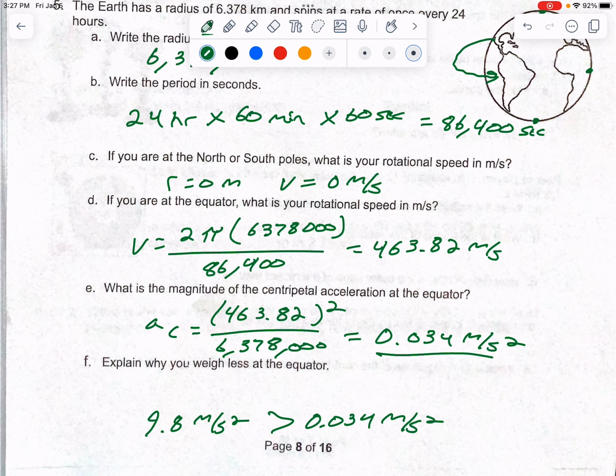But because the Earth is trying to fling you off, that's basically fighting the gravity that's trying to pull you in. Luckily, gravity is going to win that one, but there is some that is being alleviated from that circular velocity. So that is why you weigh less: basically the Earth is trying to throw you off, but luckily gravity is keeping you on.